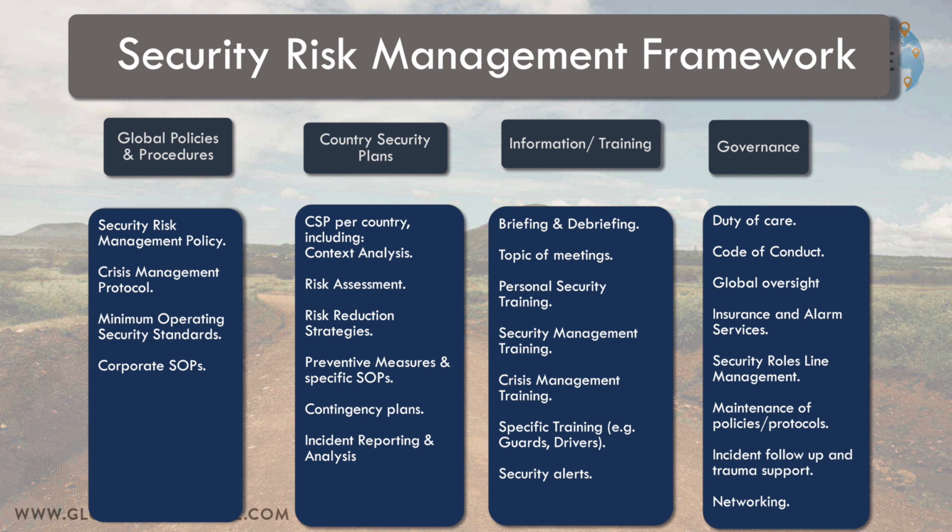And you say, right, for example, England could be green. Another country, you say, all right, that's more yellow, it's more risky, and then orange, and then maybe red. And per color coding, you will say, all right, these are minimum operating security standards for our staff. So in the green area, you might not need satellite telephones, for example, but you will need it in the red areas. And then you have corporate SOPs.